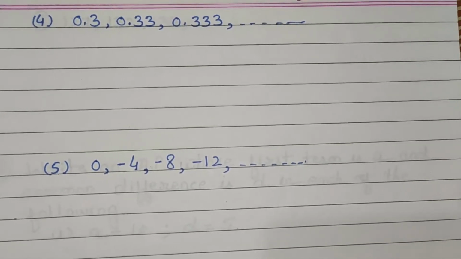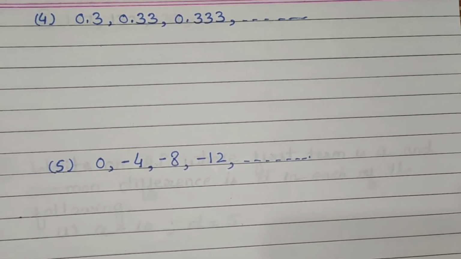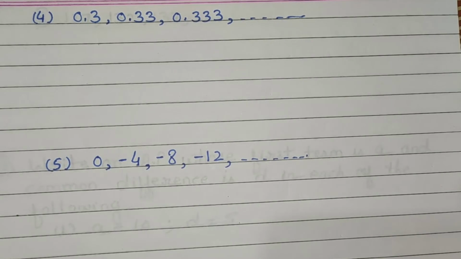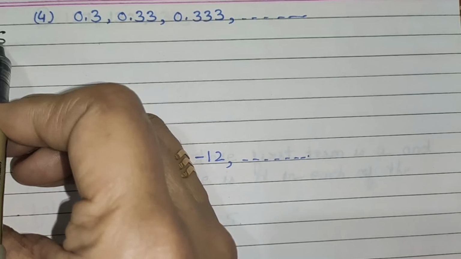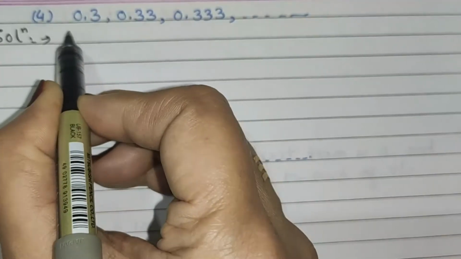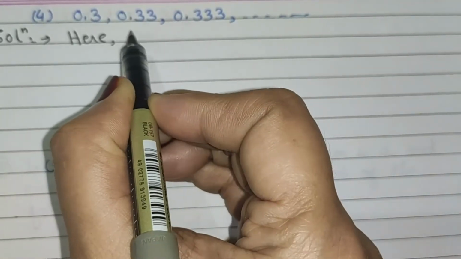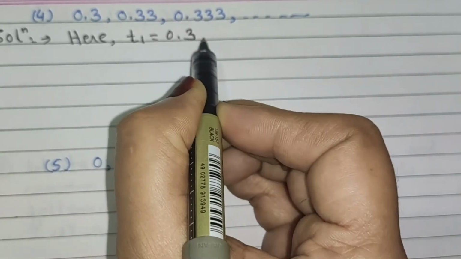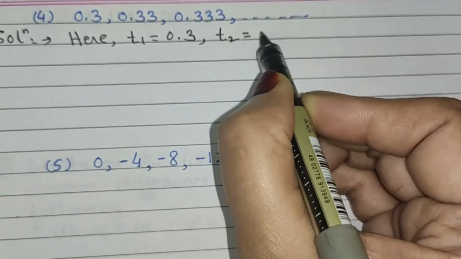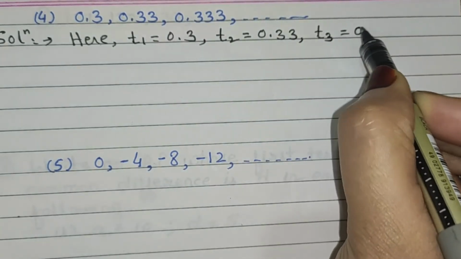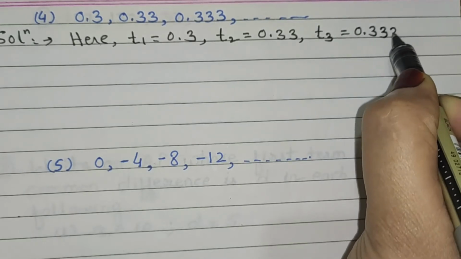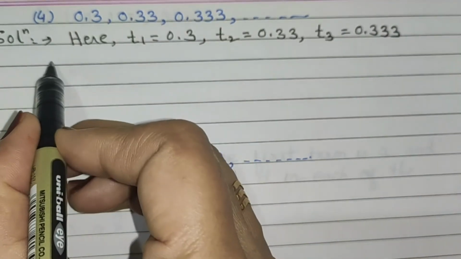Now the next question is fourth, sequence given 0.3, 0.33, 0.333. Write down the solution here. First term is 0.3, second term is 0.33, and third term T3 is equal to 0.333. Now find the difference.